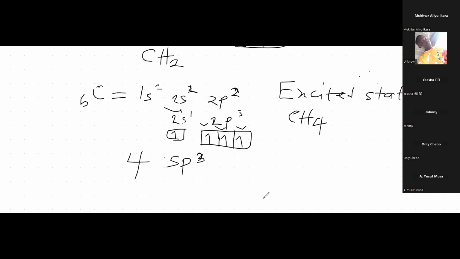Why is it that it is 4sp3? It's because we have 3p and then we have 1s, so making 4. So we have 1s and 3p. Px, Py, and Pz are all involved in the formation of this. And we also have another way of getting this hybridization. Let me follow the other way.